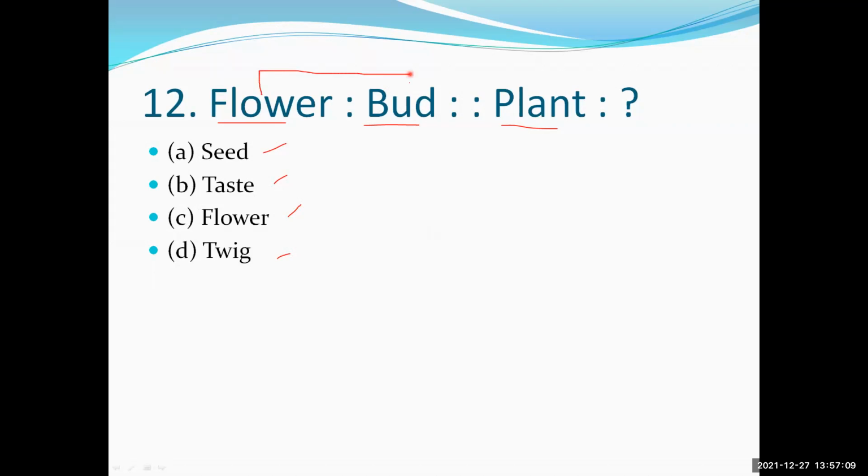Let's see flower and bird. You'll come to know the bird is the earlier stage of the flower, or the flower is developed out of a bird. Similarly, plant will be formed from a seed. Through a seed, it will be converted into a plant. So that's right. Sakshi, Mansi, and everyone who answered option A, seed, that's the right answer. All right. Ensure that you are getting it.